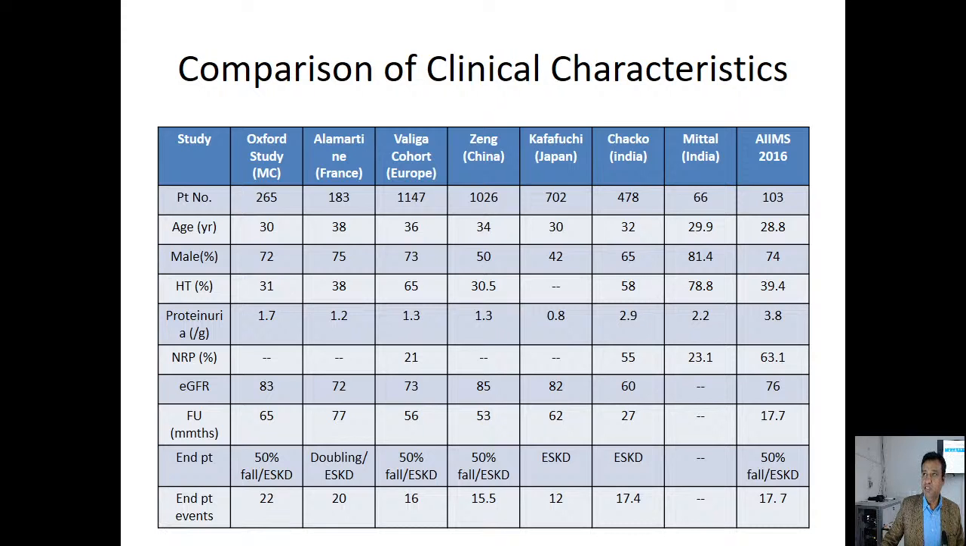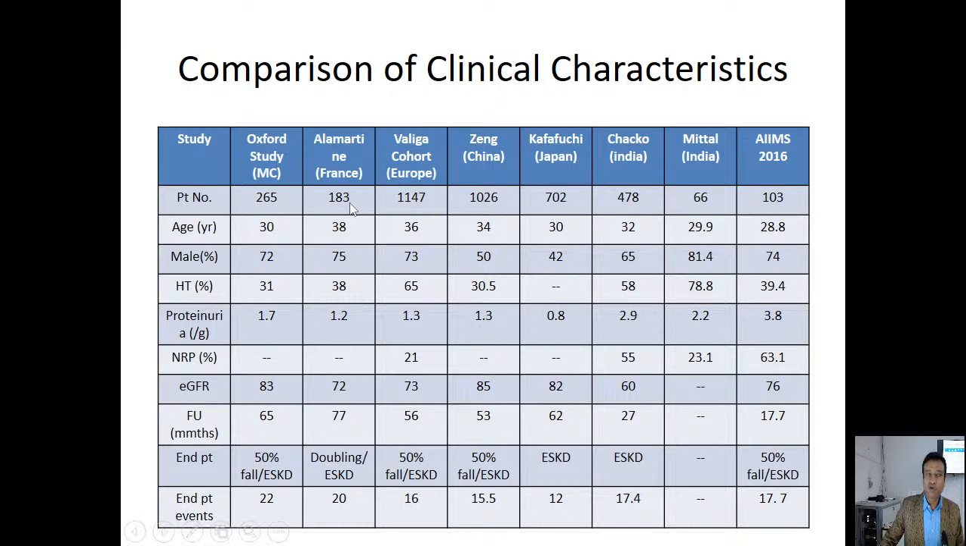Again, male preponderance. Hypertension was found in 31% of patients. Significant proteinuria to the tune of 1.7. Estimated GFR though was well preserved, that was 83. However, on a follow-up of 65 months, 22% developed either a 50% decline in GFR or end-stage kidney disease.